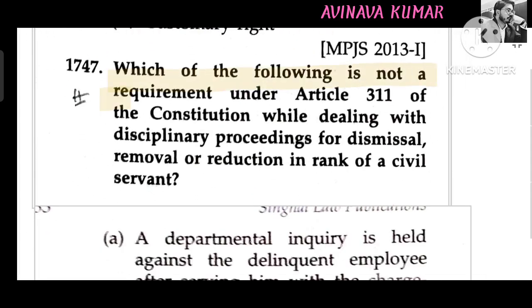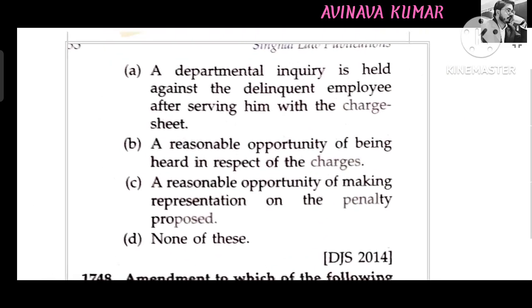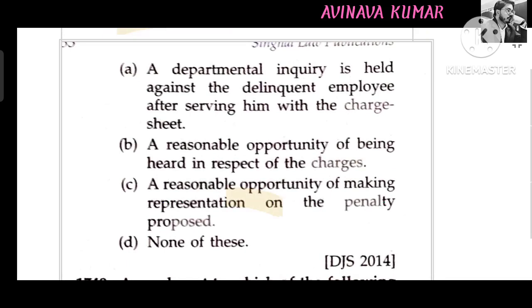Which one of the following is not a requirement under Article 311 of the Constitution while dealing with disciplinary proceedings for dismissal or removal in rank of a civil servant? A departmental inquiry is held and the delinquent employee is served with a charge sheet. A reasonable opportunity of being heard in respect of the charge.